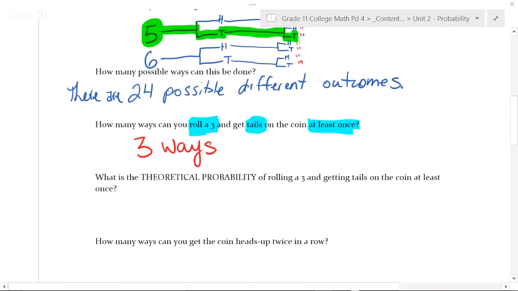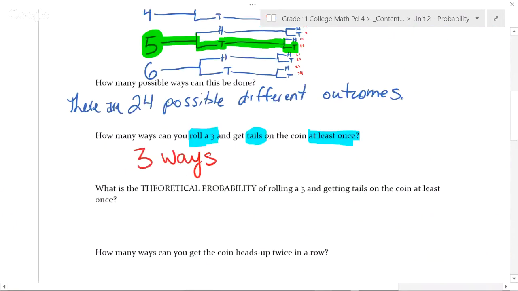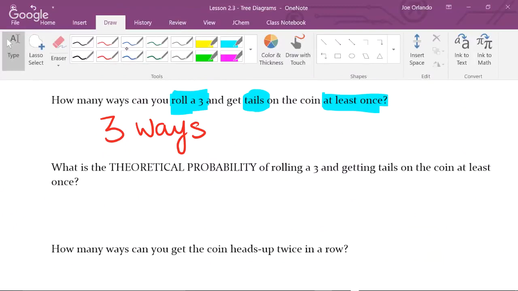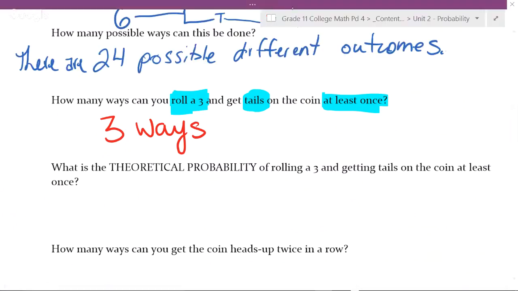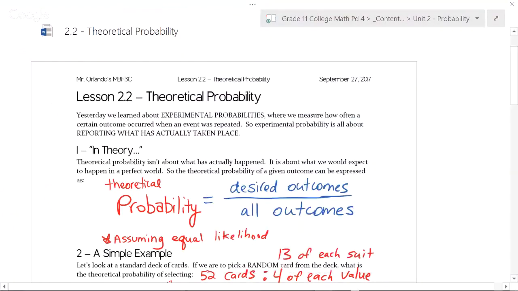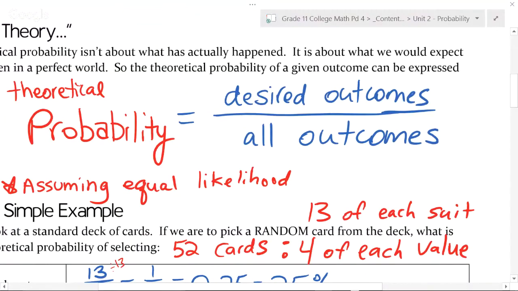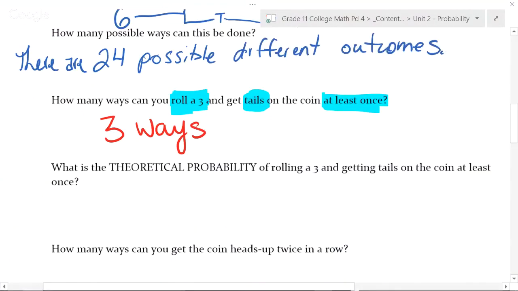And from there, we're going to come back to yesterday's lesson. If there's 3 ways to do that, what is the theoretical probability of doing it? Well, remember we said probability from yesterday's note and the day before is just the outcomes you're interested in divided by all of the possible outcomes. So the outcome we want to actually study, the one that we actually want to see, divided by all the outcomes that are possible.